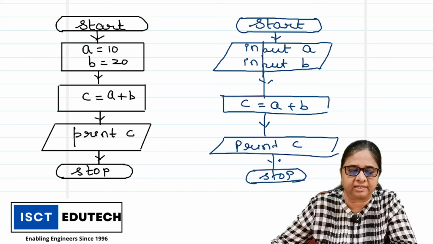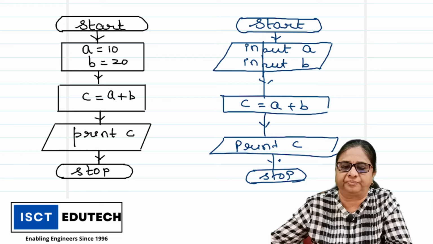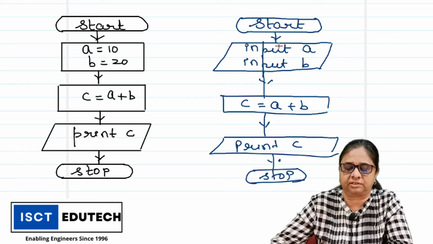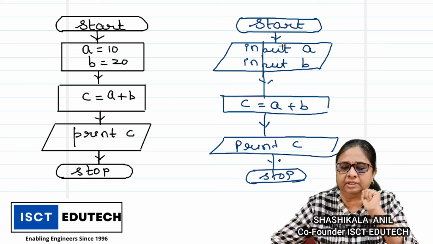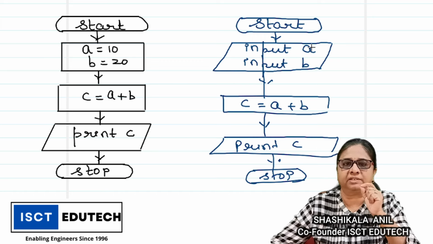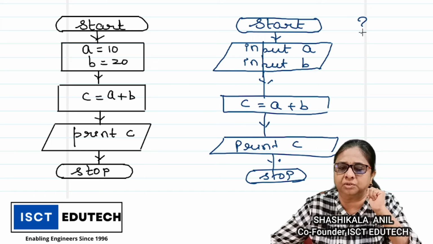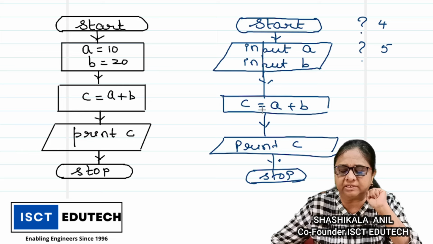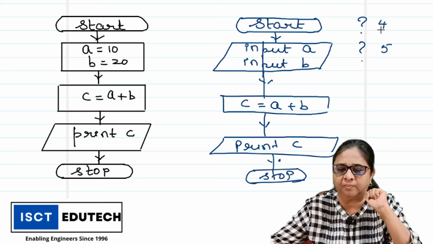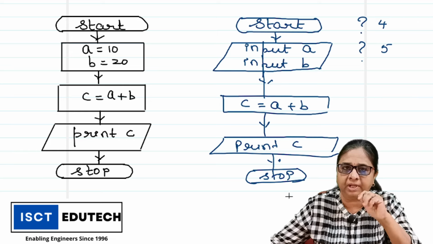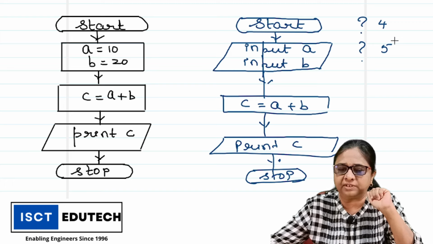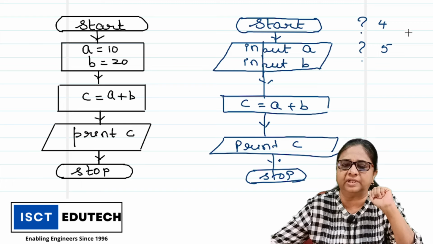Okay, now let's understand how this input works. When I convert this or run it on a machine, input A means that the value is not known here. So the computer is going to ask you what should be the values of A and B. Maybe I will say 4 and 5. Where are 4 and 5 getting stored? In A and B. Go to the next line. C is equal to A plus B. What is substituted? 4 plus 5, 9. Print 9 and stop.